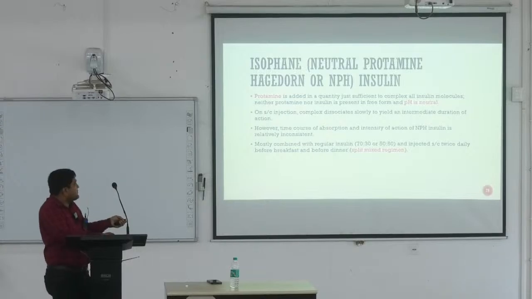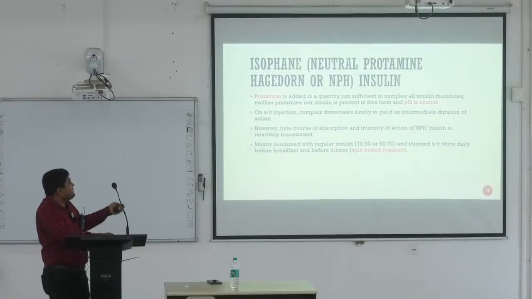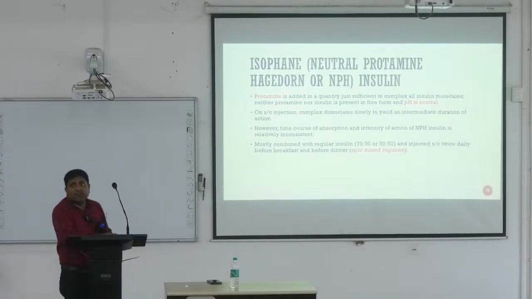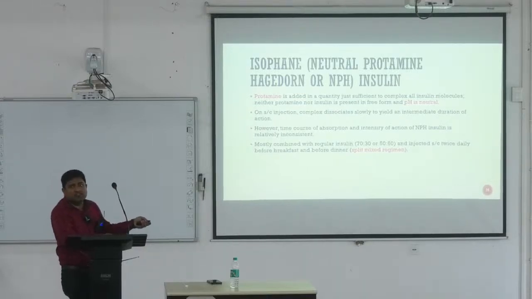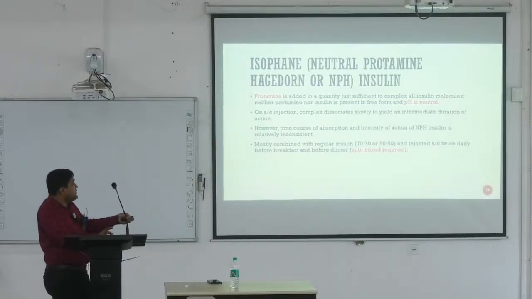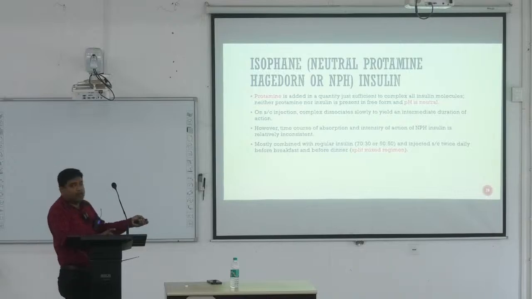Now, in this preparation basically, we are combining the NPH insulin, which is intermediate acting, that acts for 12 hours, and the regular insulin, which acts for 6 to 8 hours. So, by combining these two, we can take care of both the fasting hyperglycemia and the meal hyperglycemia. This is what is meant by a mixed regimen.